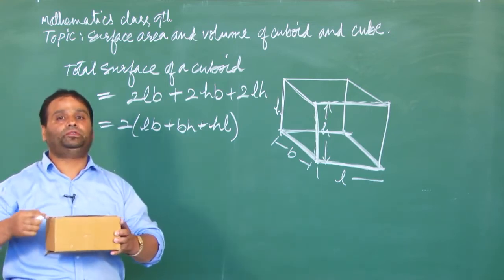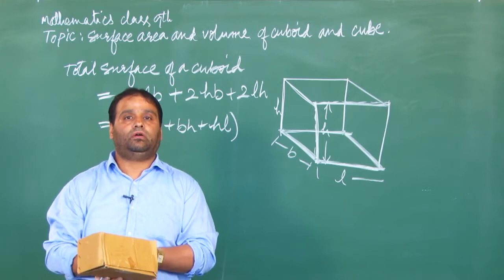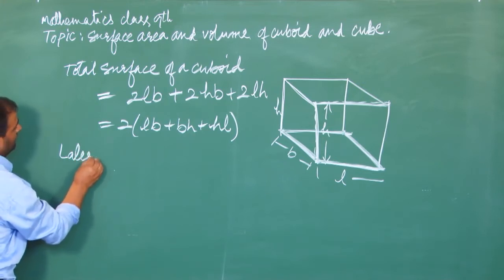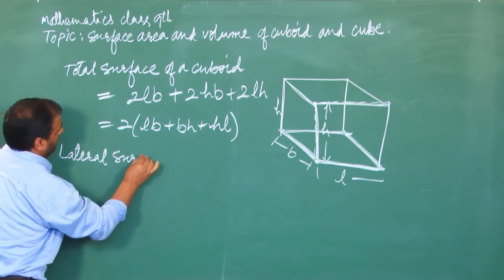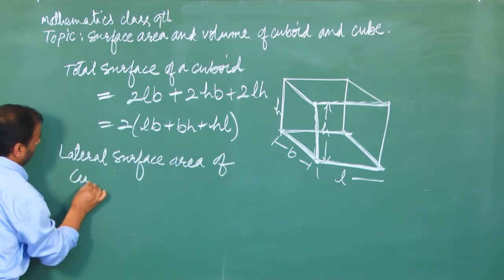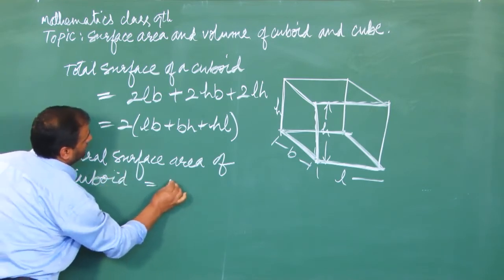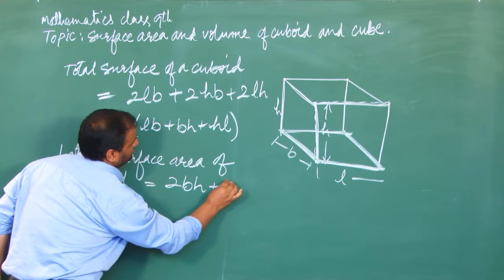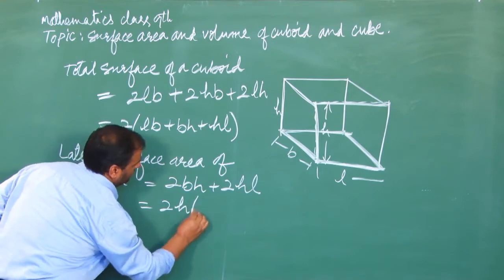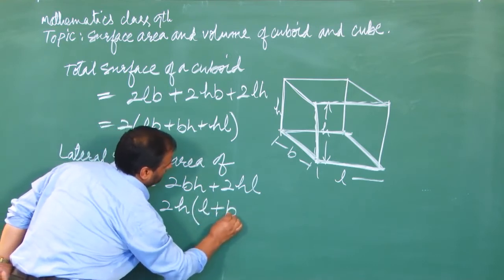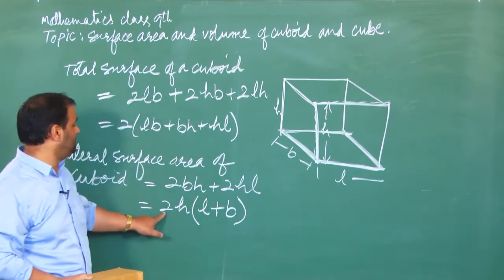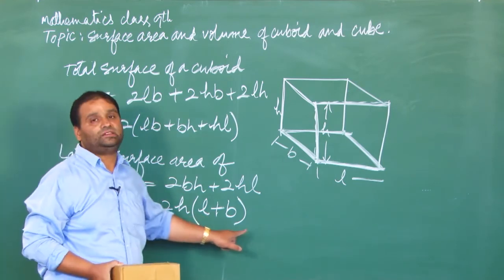The area of the 4 side walls or the lateral surface area of the cuboid will be twice breadth height plus twice height length. And if you take twice height as common, in brackets you can write it as length plus breadth. So this gives the lateral surface area of the cuboid. It is equal to twice height into the sum of its length and breadth.